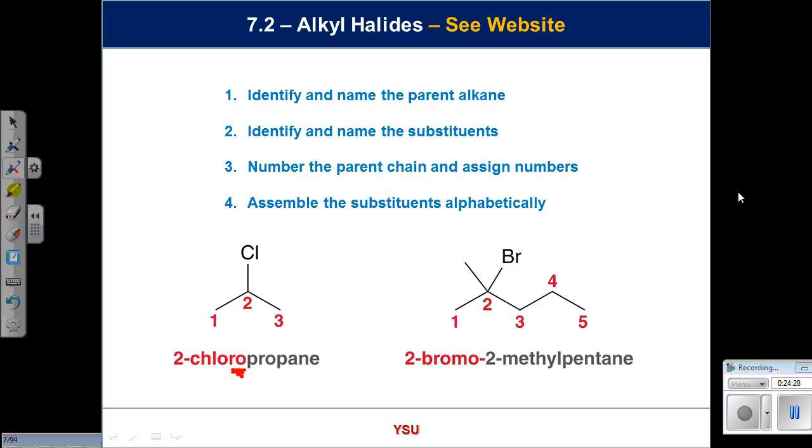On the right-hand side, I've got a chain now, which is 5 carbons long. That's where the pentane came from. I've got 2 substituents now, one of which happens to be a bromo, and the other one happens to be a methyl. So why is the bromo before the methyl? It's alphabetized. We are going to develop fairly quickly here a prioritization scheme, a hierarchy for these substituents. But I can say this pretty quickly. Halides and alkyl groups have the same rank.